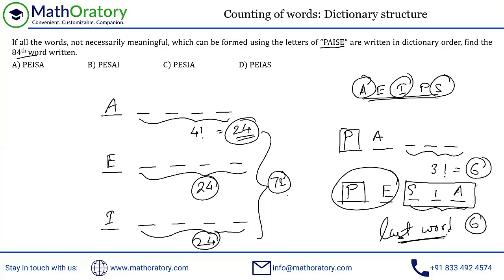The answer is PESIA, which will be the 6th word among these words, and that will be the 84th word in total. So PESIA is option C, and that is our answer to this problem. So that's it for this particular question. I hope everything was understood.